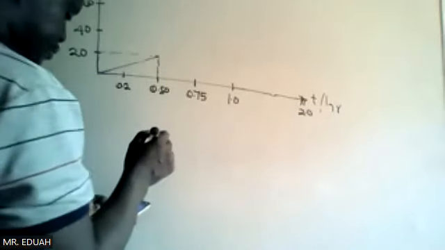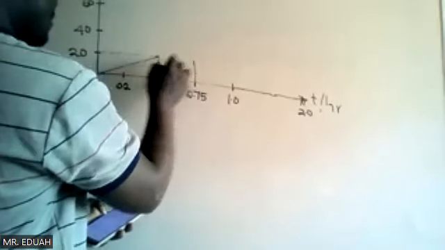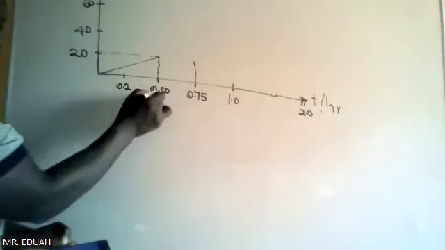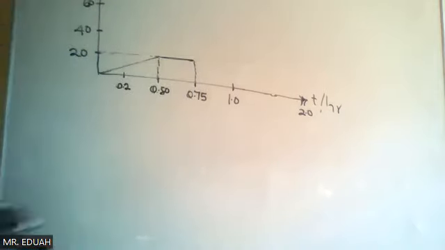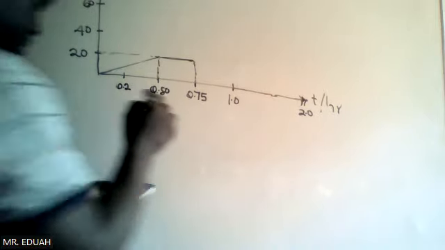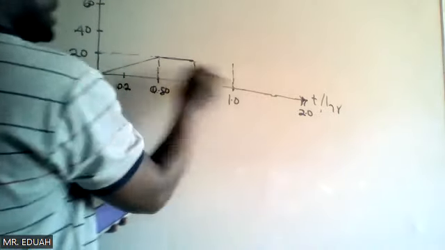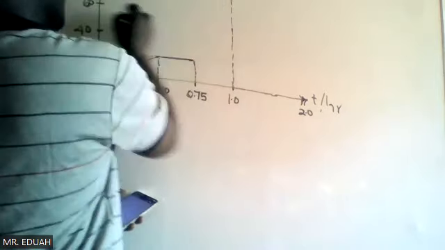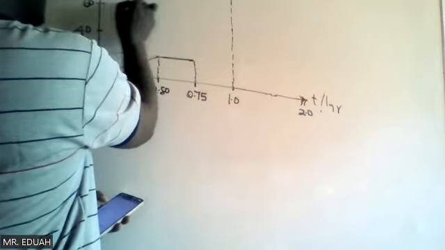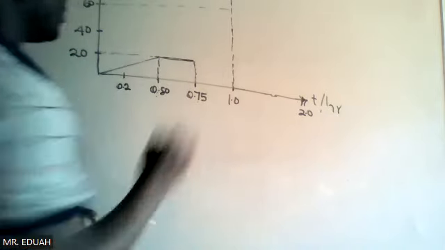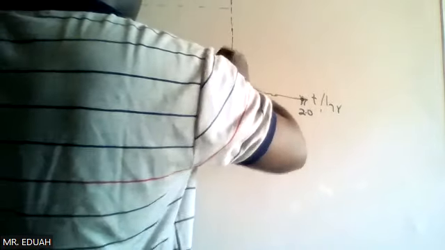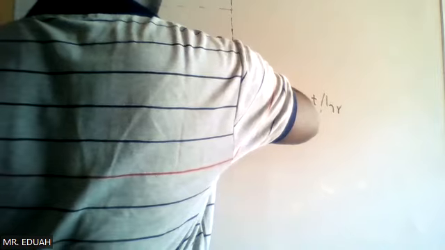Then from 0.5 to 0.75, what happened to the speed? We have a flat line, zero gradient. So what happens to the speed? Class, you are to answer. From 0.5 to 0.75, the gradient is zero. What happens to the speed? Everybody is asleep. The speed is constant.